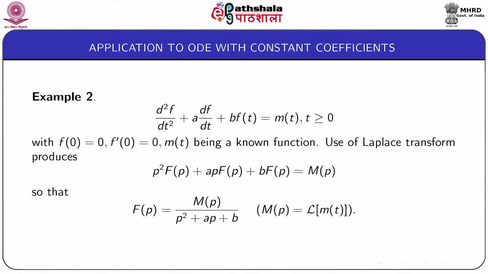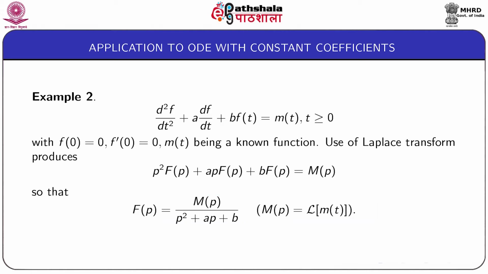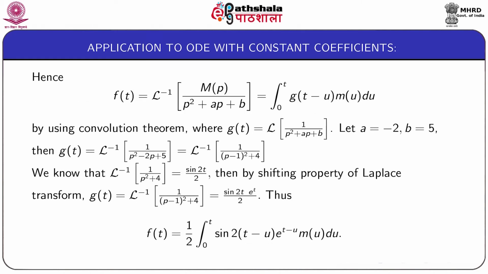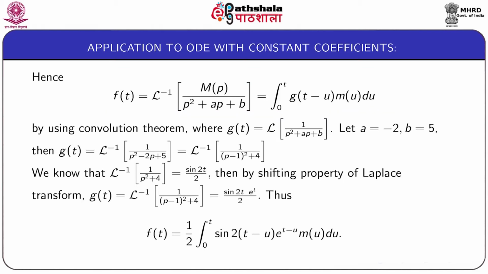Hence, from this equation we obtain F(p) as M(p) divided by (p square plus ap plus b). Thus, taking Laplace inverse of F(p), we get small f(t) as Laplace inverse of the right hand side, that is Laplace inverse of M(p) by (p square plus ap plus b).